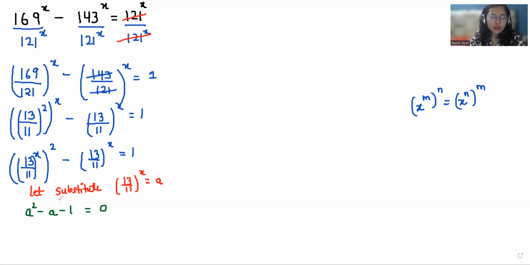Now it looks like a quadratic equation, so we are going to solve with the help of the quadratic formula, that is x is equal to minus b plus minus under root b square minus 4ac divided by 2a. So here a is the coefficient of a square, that is 1, b is the coefficient of a, that is minus 1, and c is the constant, that is minus 1. So we are going to put the values.